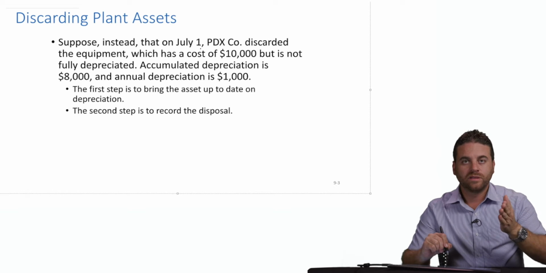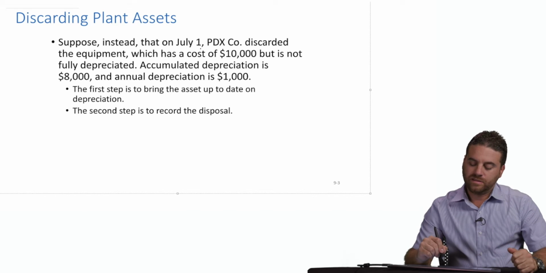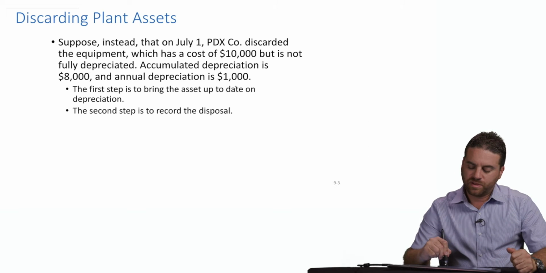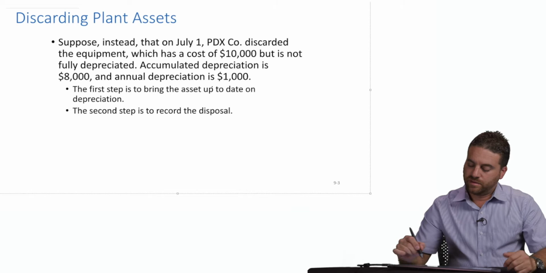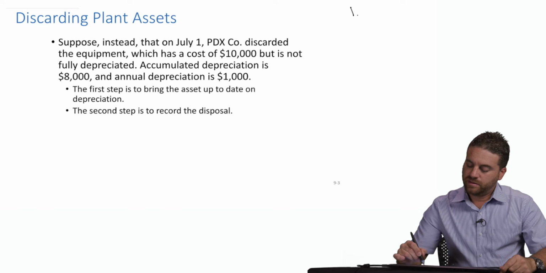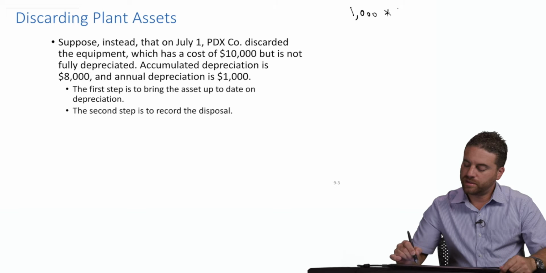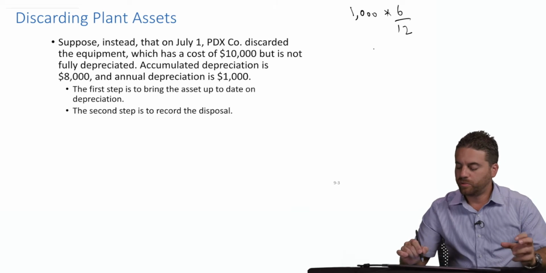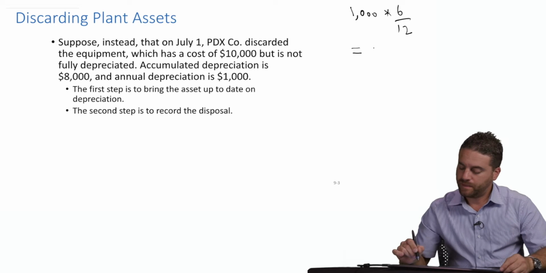January 1st through June 30th of this year. So if my annual depreciation is $1,000, that means my 6 months depreciation is 1,000 multiplied by 6/12. That would give me the portion of depreciation associated with this year. So that gives me $500.